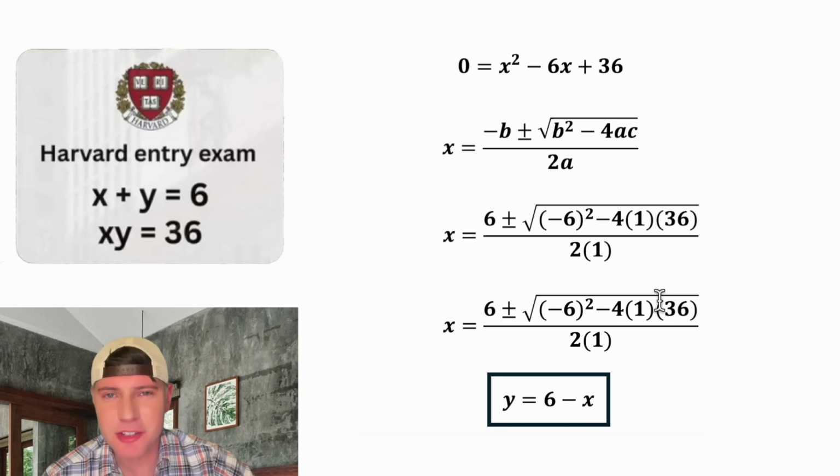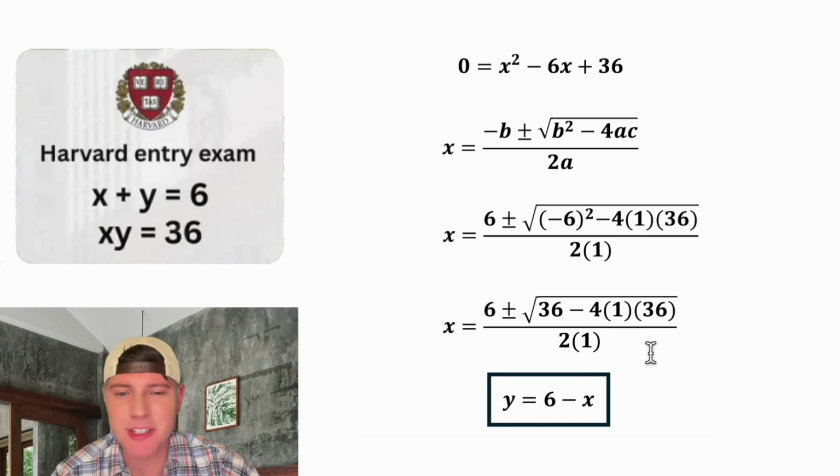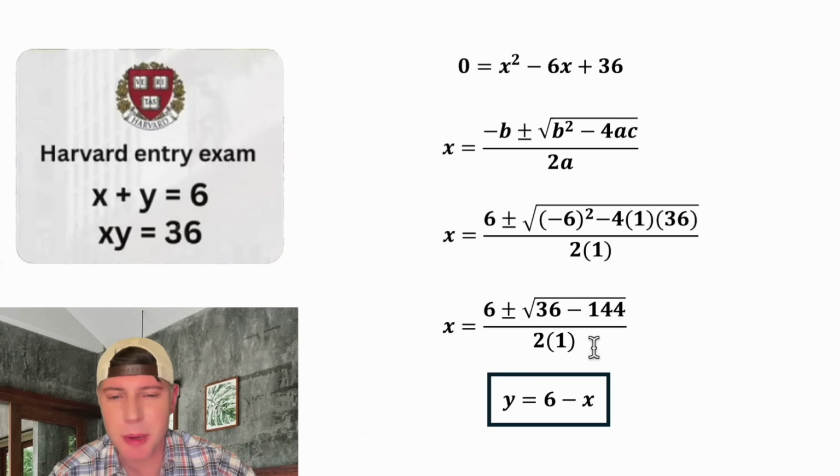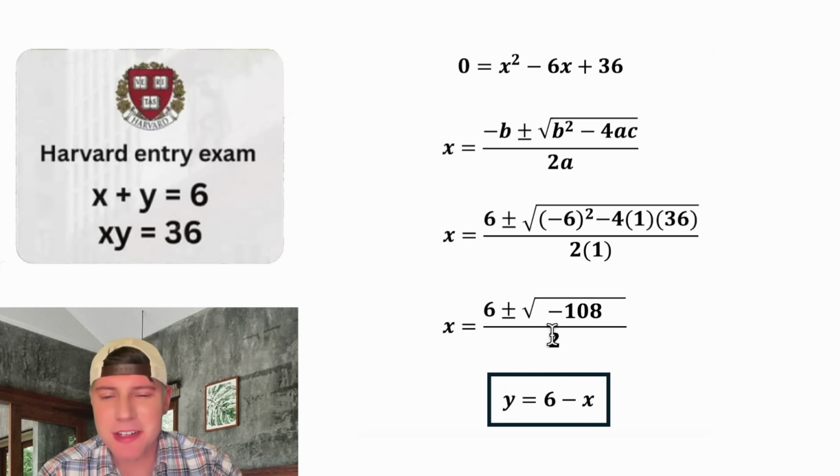Let's start under the square root. Negative 6 times negative 6 is positive 36. And then 4 times 1 times 36 is 144. 36 minus 144 is negative 108. And then in the denominator, 2 times 1 is 2. Now back to the square root.